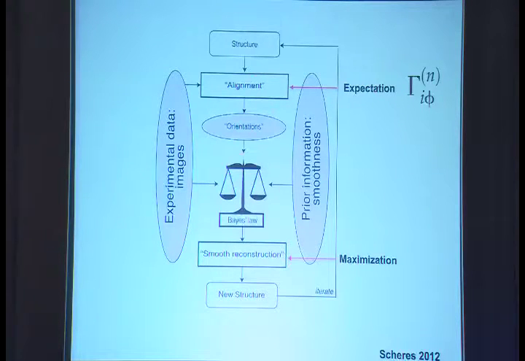So in RELION, you have this alignment, which is the expectation step, where it determines all the possible orientations of the projection of the experimental images. So the sharpness of this determination is determined by the noise. Again, the noise is read from the data, and then you have the smooth reconstruction, which is a maximization step. So this goes in a circle, and then you get a reasonable structure.